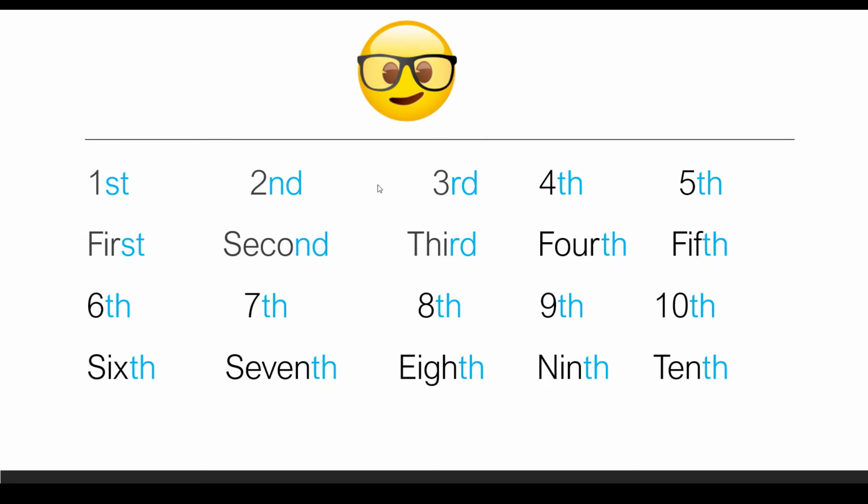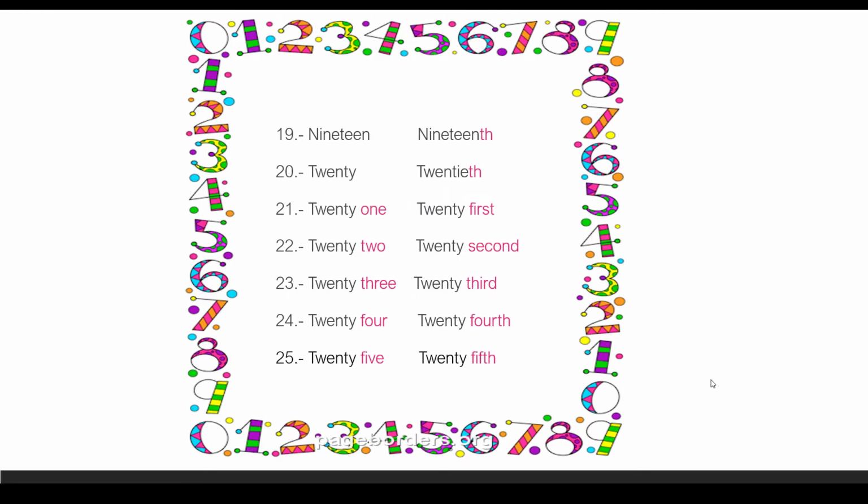So the only 3 numbers that have different letters are first, second, and third. The other numbers, you have to add a th at the end of the number, and that's it, okay? Let's check more numbers now. 19, número cardinal. The ordinal number is 19th with the th at the end.